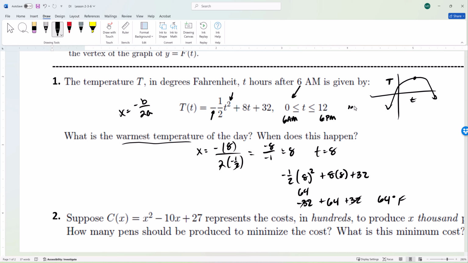So it says, what is the warmest temperature of the day? 64 degrees Fahrenheit is the warmest. And when does this happen? Well, at t equals 8, but remember, we have to count from 6 a.m. So we're adding 8 hours to this. So that should be at 2 p.m. That's the when does this happen.